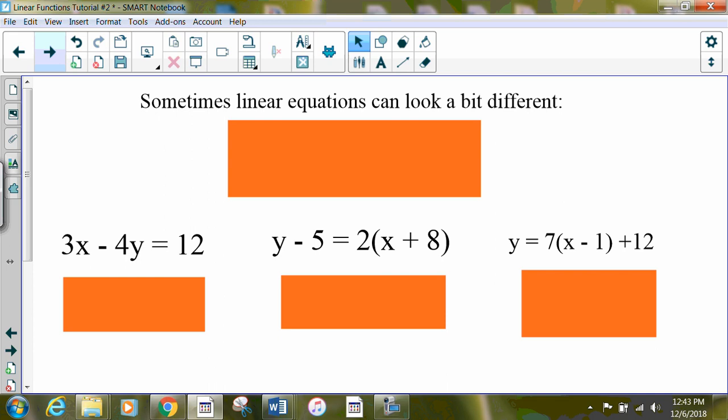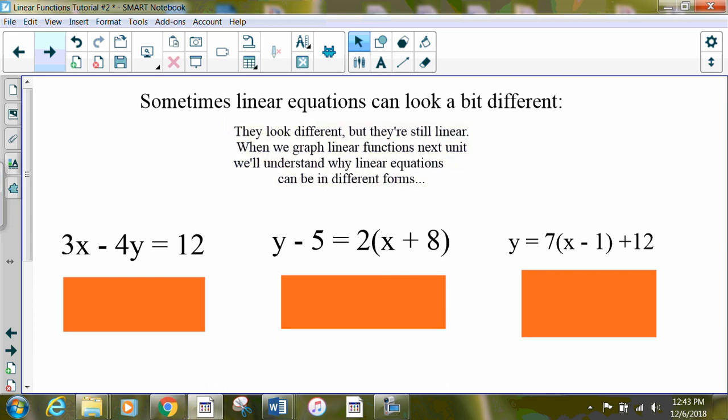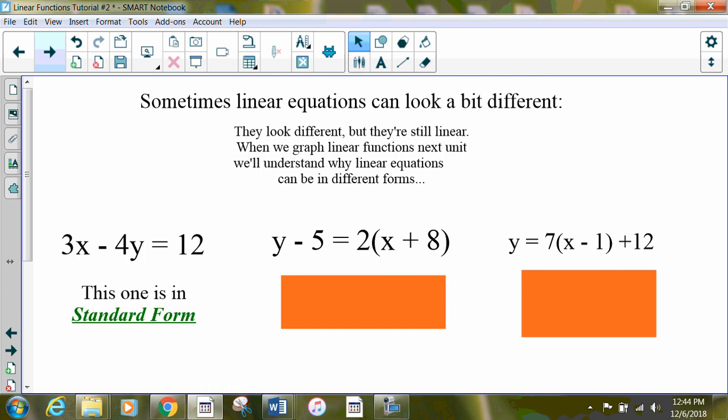But linear equations can also look different. So let's see what's underneath here. They look different, but they're still linear. When we graph linear functions next unit, we'll understand why linear equations can be in different forms. When we see something like 3x minus 4y equals 12, we know that's in standard form. Still, it's a linear equation, but it's in standard form.